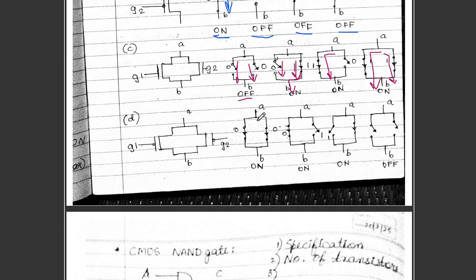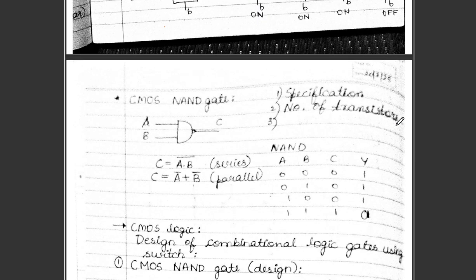PMOS turns on only when the input is 0. So here you can see in the first one the transistor is in on state as current flows in both ways. In the second one, A is equal to 0 and hence current flows through this path. In the third one, the current flows through this path that is shown here. And in the last one, A is equal to 1 and B is equal to 1, and hence the transistor remains in the off state.